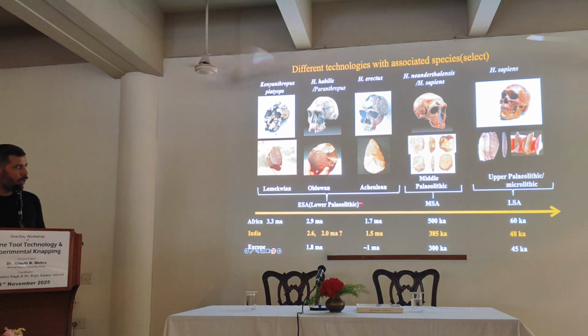Then Acheulean in Africa is dated back to 1.7, and in India it is dated back to 1.5 million years. Okay, so 1.5 million years is the site of Attirampakkam, and if you see, there is hardly any difference between Africa and India in terms of date. Okay, then we have MSA, that is your Middle Stone Age.